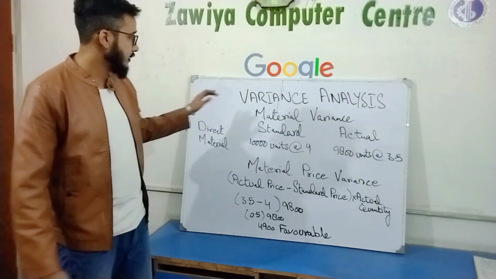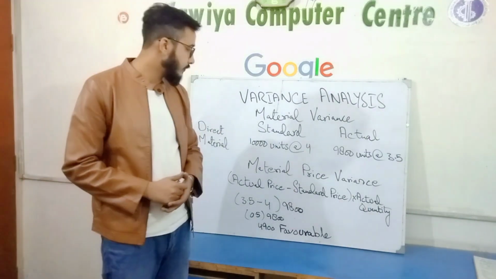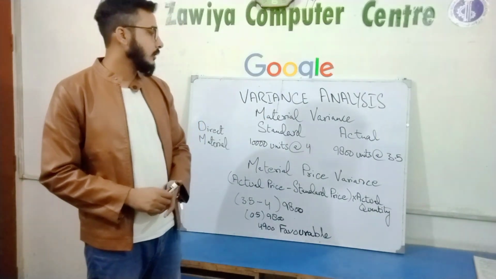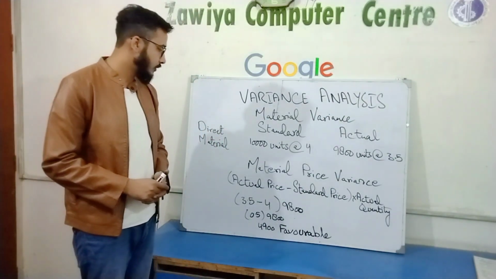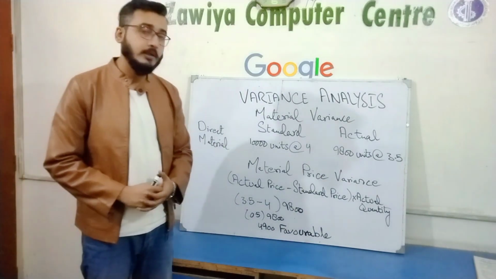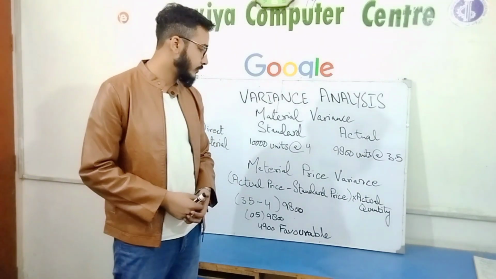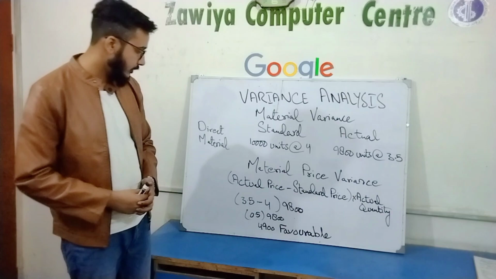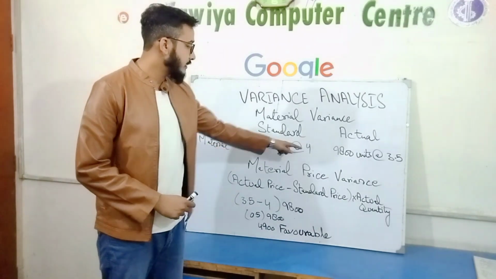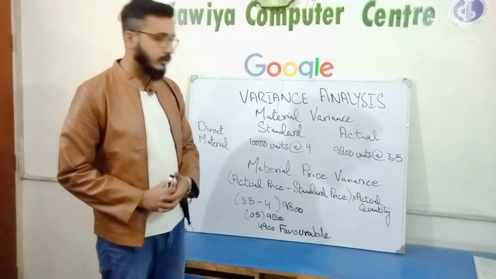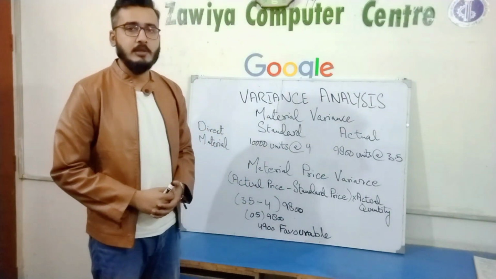Okay, so here we have a question regarding material variance. We have direct material standard 10,000 units at 4 and actual units 9,800 at the price of 3.5. So first of all I am going to try material price variance. What is the formula? It is actual price minus standard price, multiplied by actual quantity. So here I have actual price 3.5 and standard price 4. So I will deduct 4 from 3.5 and multiply the answer with 9,800.